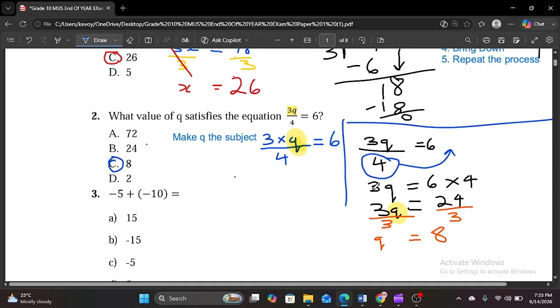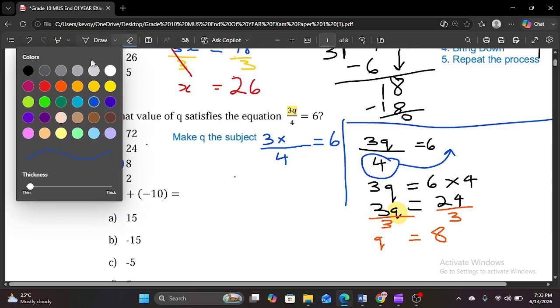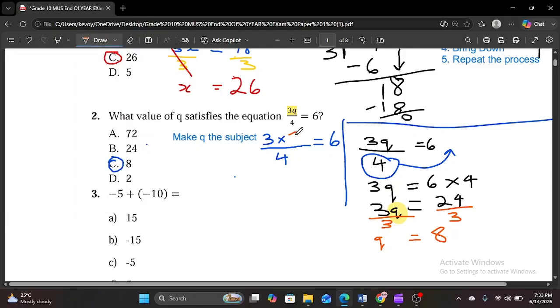All right, so the answer is going to be 8. And we can test our answer by plugging it right here. So let's see if we get our answer to be equal to 6 after doing it.